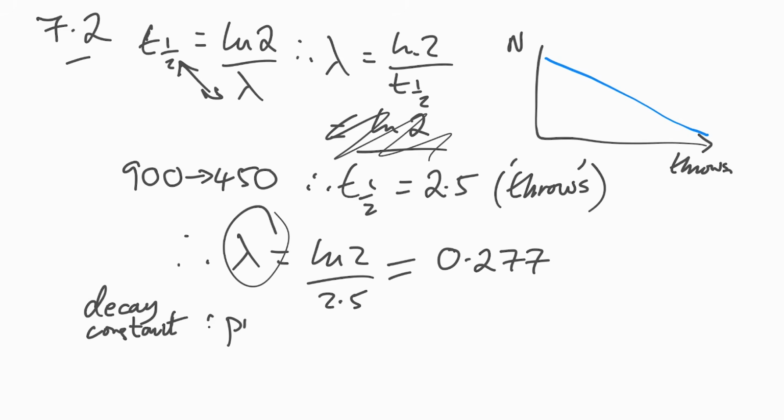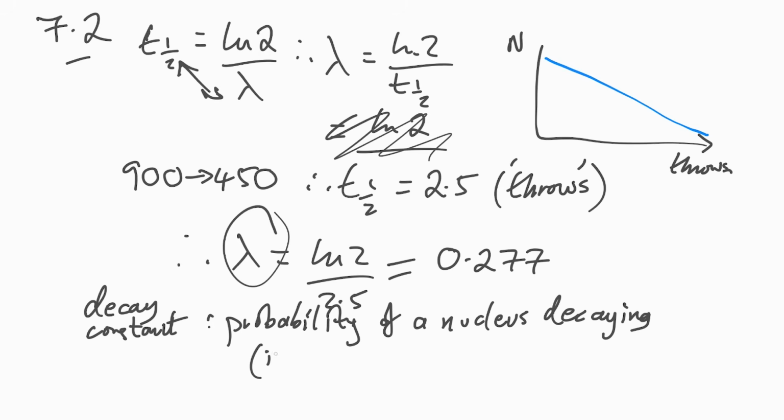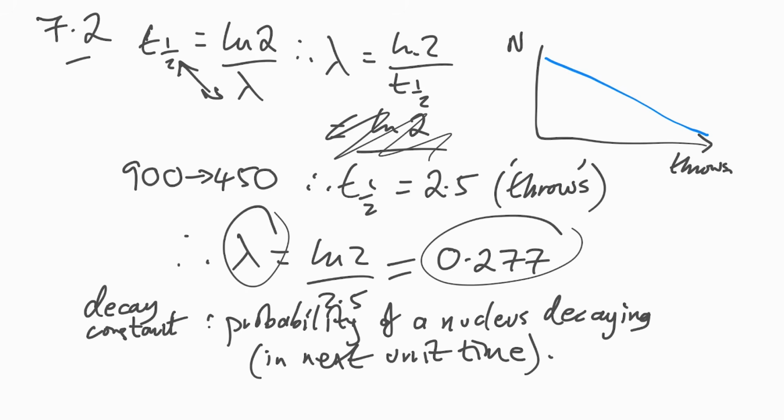Well, we know it's the probability of a nucleus decaying in the next unit time. And so it's seconds to the -1. In this case, it will be throws to the -1. And so therefore, we can see that the probability of a dice decaying is that. So we can see that it's essentially a quarter.